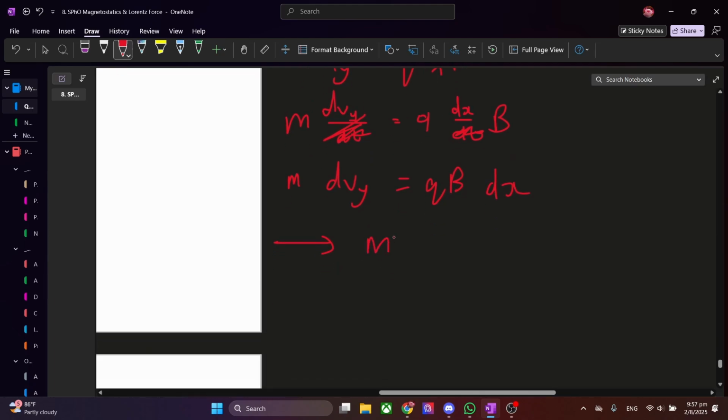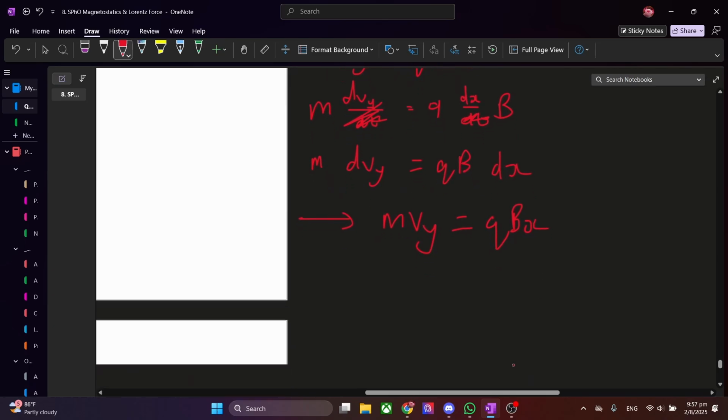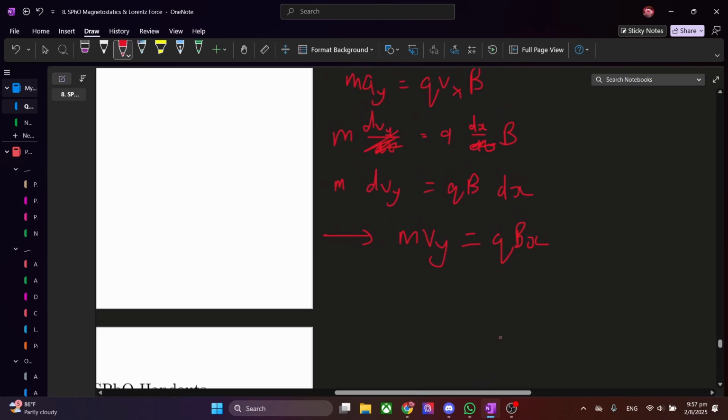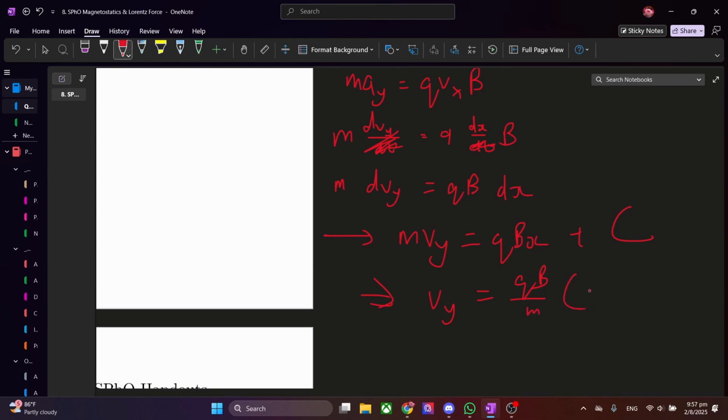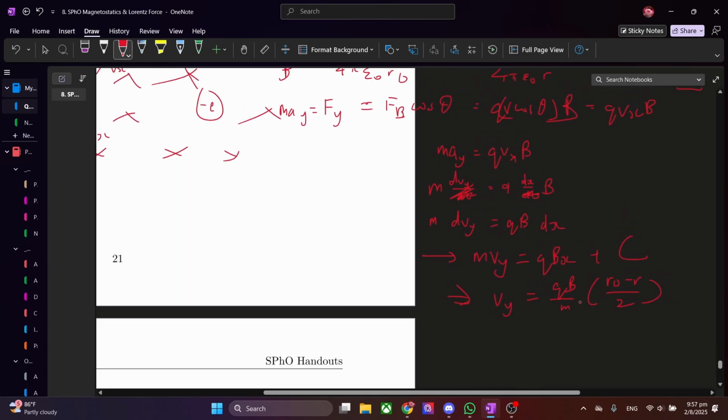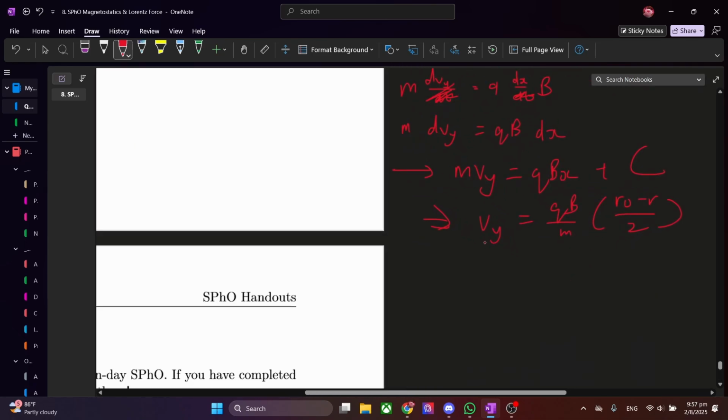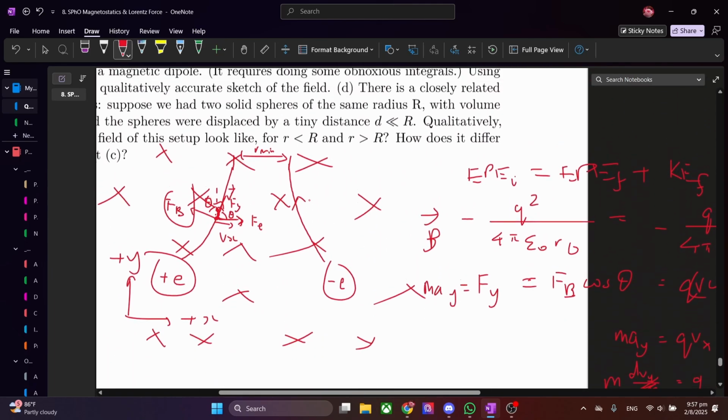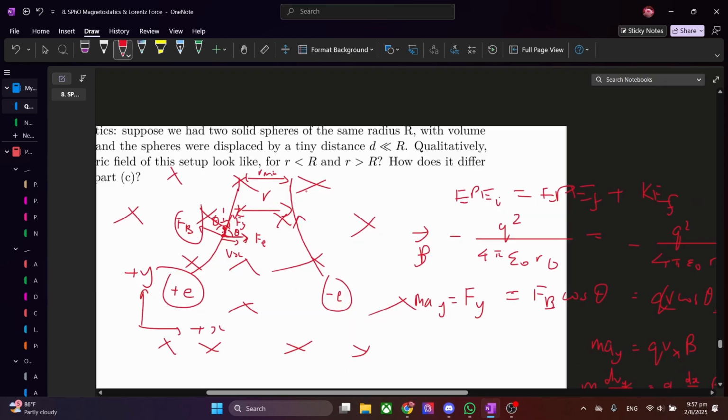All we do is we get MVy is QBx plus some constant, right? But this constant is quite easy to find. Then if you solve for it, you get that your Vy is QB over M times R naught minus R over 2. You can show this yourself, you just need the initial conditions. So this is your vertical velocity in terms of the distance between them lah.